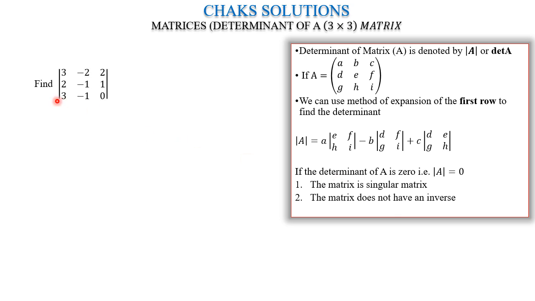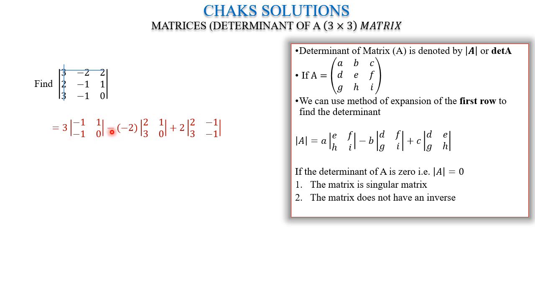Right, so let's go to the question. Find the determinant of this matrix. We use the same method of expansion of the first row to find the determinant. It's very simple. This is our first row: 3, minus 2 and 2. We close the row of 3 and the column of 3, so we are left with minus 1, 1, minus 1, 0.